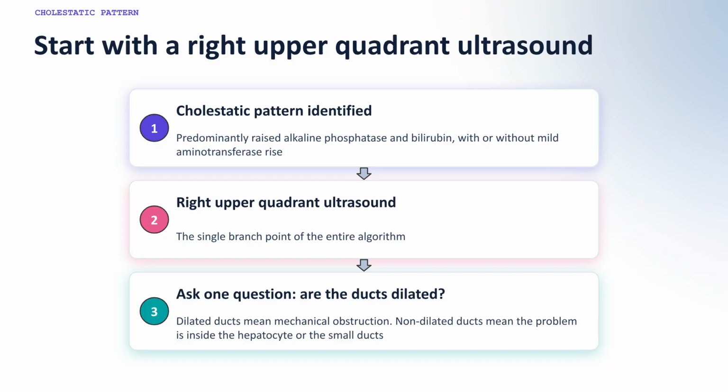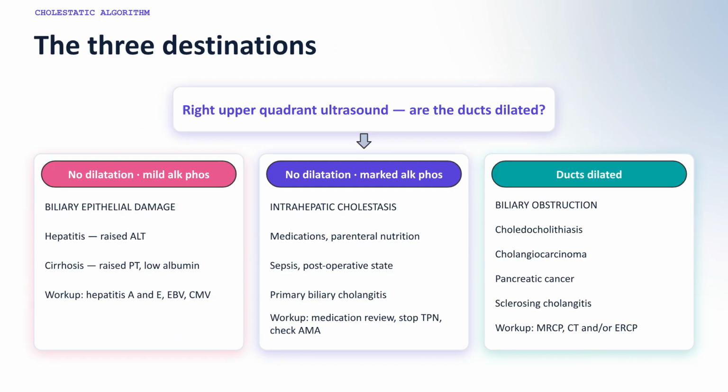Dilated ducts mean mechanical obstruction somewhere downstream. Non-dilated ducts mean the problem is inside the hepatocyte or in the small intrahepatic ducts. Two completely different workups follow from that one answer. 3 destinations. If the ducts are not dilated and the alkaline phosphatase is only mildly up, think biliary epithelial damage, hepatitis with a raised alanine aminotransferase, or cirrhosis with a raised prothrombin time and low albumin. Workup hepatitis A and E, Epstein-Barr and cytomegalovirus.